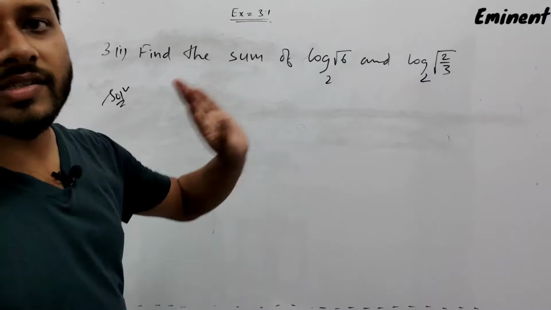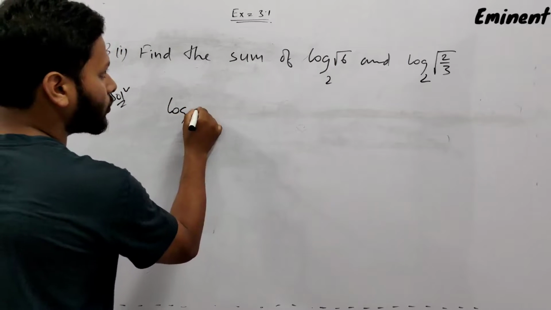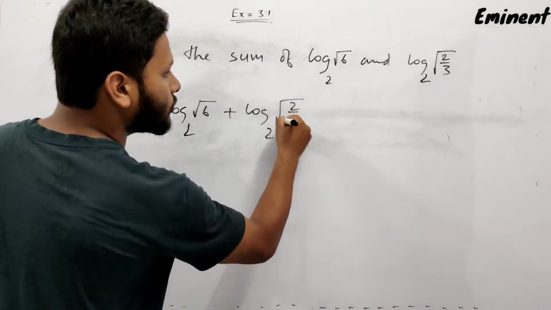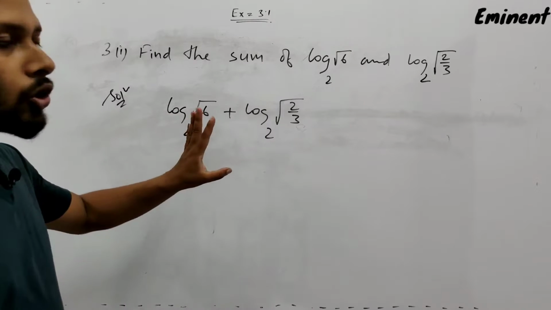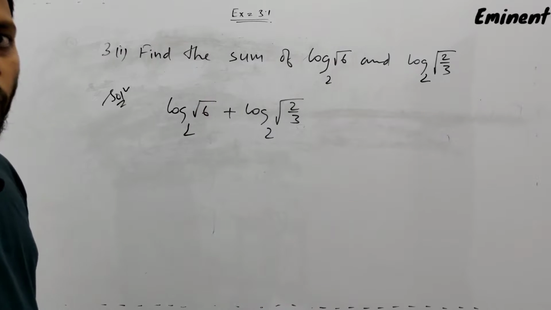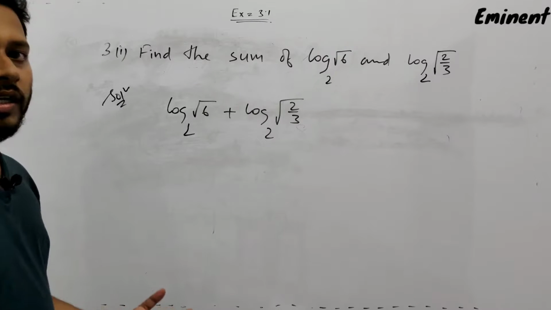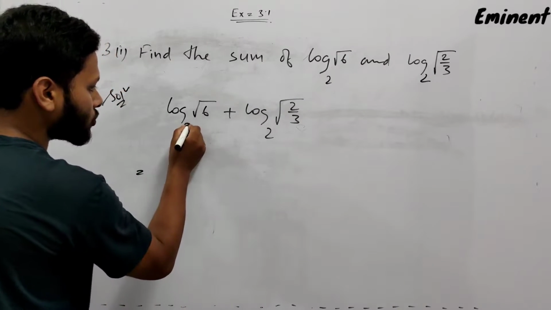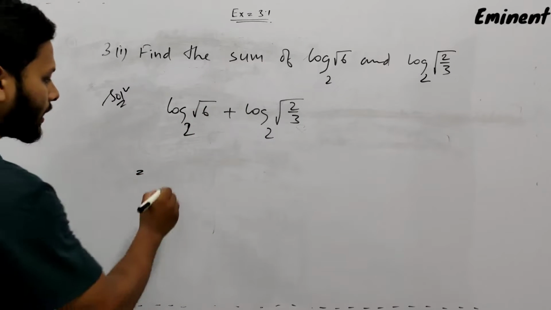So as we want to find the sum, we'll write it like this: log base 2 root 6 plus log base 2 root 2 by 3. Okay, now we'll apply the law of product. Here our law of product was what? Whenever any two logarithms are written using a sum, or plus, then we can apply the law of product. Because both the bases are the same here, this one is 2, we can apply the law of product directly.